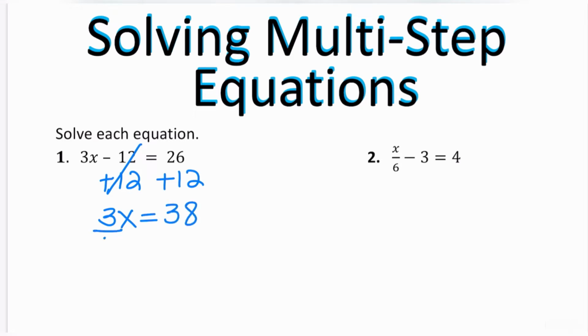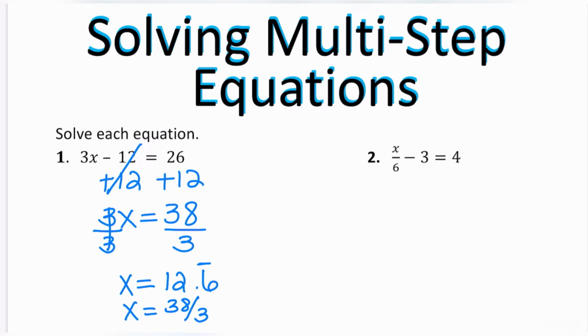When you divide by 3, 38 divided by 3 is not going to divide evenly. If you put it in your calculator, 38 divided by 3 is going to give you approximately 12.6 repeated. So you can either write it with the bar on top, or you can just leave it as 38 over 3, depending on which way your teacher wants you to leave your answers.